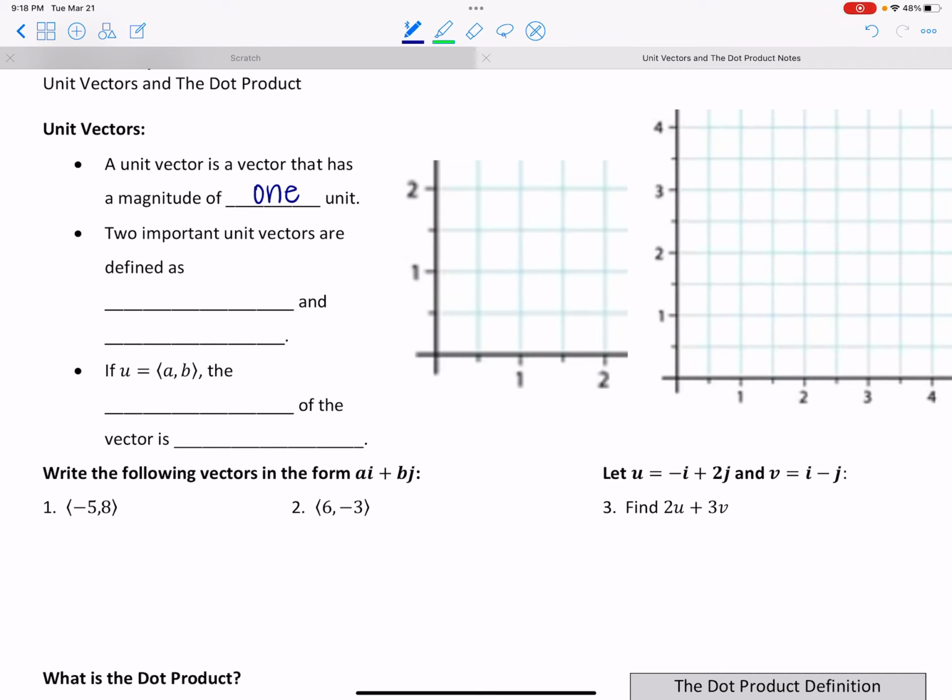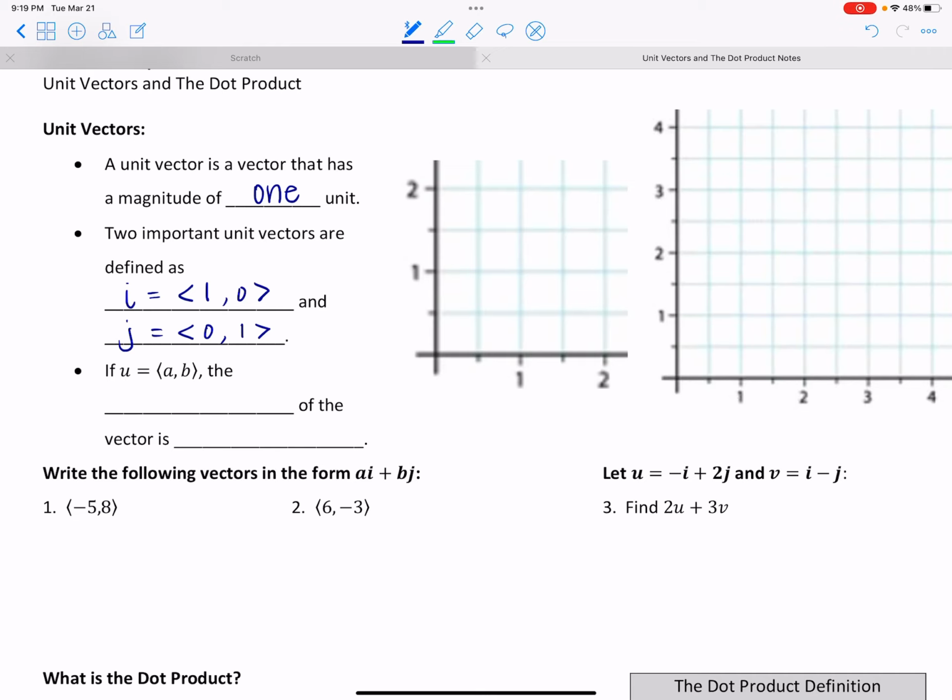And there are really two of them that are important for us to define here. So one is going to be the horizontal vector that has a magnitude of 1. We're going to call that i. So i is going to be defined as, again, a horizontal vector with a magnitude of 1. That means we go 1 in the horizontal, but we do not move in the vertical. So that's defined for us as i. And then we're going to define j as a vertical vector with a magnitude of 1. So that means we're not going to move horizontally, we're just going to go vertically 1 unit. So that's defined as 0, 1.